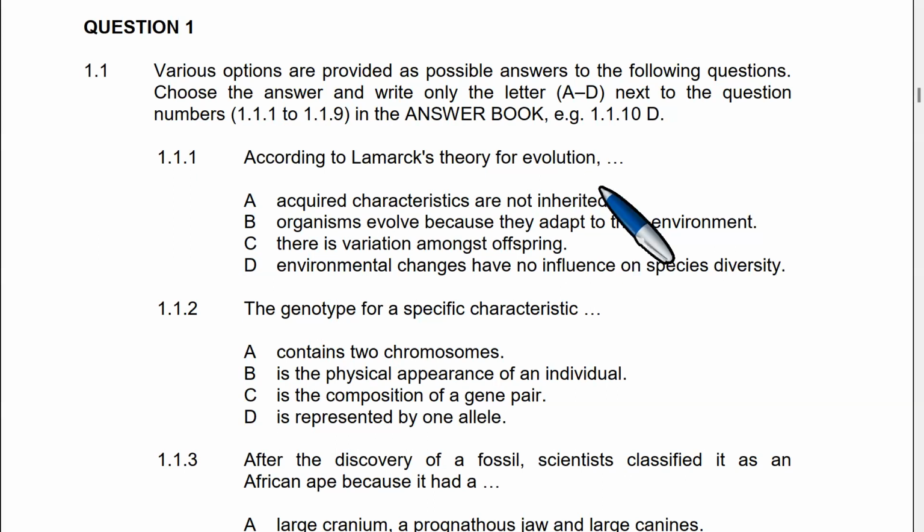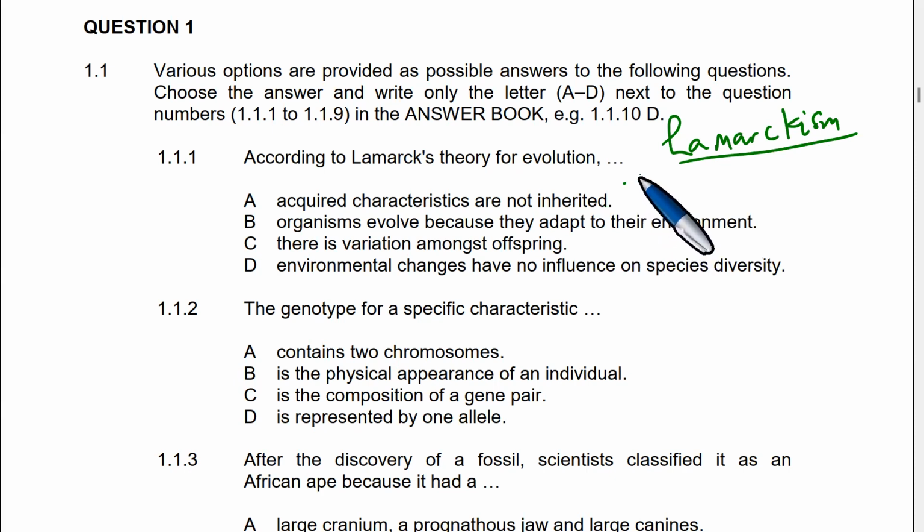1.1.1 is about Lamarckism, or what you call Lamarck's theory of evolution, which basically has three main parts. I'm going to first mention what we call Lamarckism, so that you can relate to this. Okay, in short, Lamarckism has three main parts. It indicates that the living species were different from those found in fossil records.